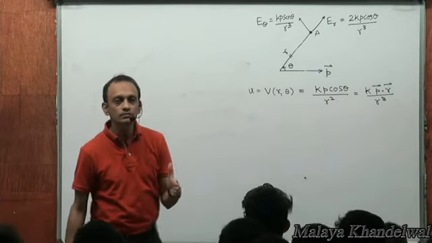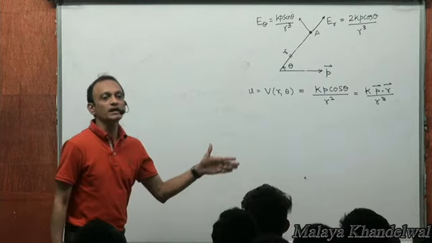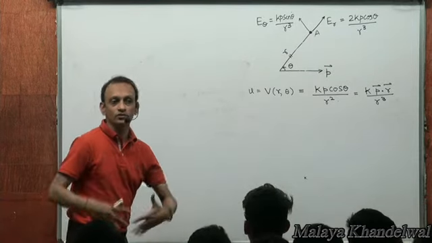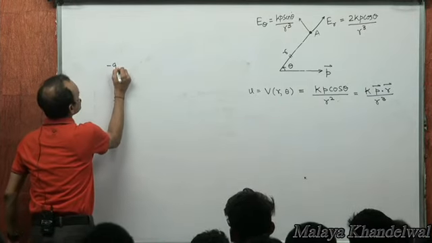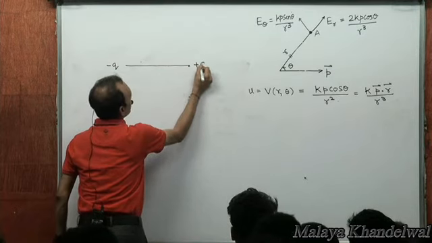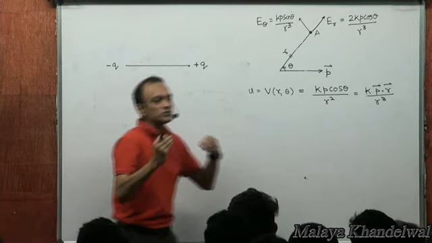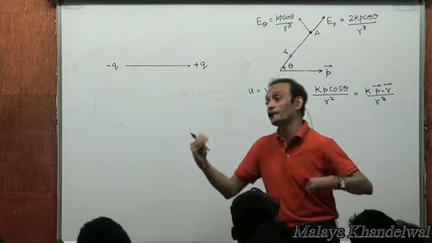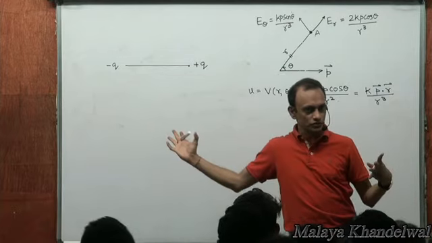Dipole moment placed in a non-uniform electric field. If a dipole was placed in a uniform electric field, then plus q and minus q will experience forces equal in magnitude, opposite in direction, and there would be no net force.